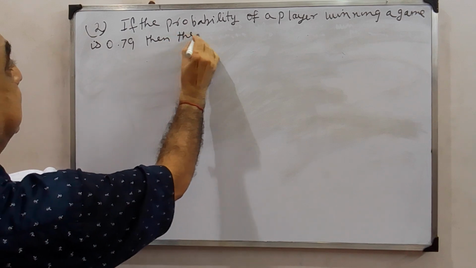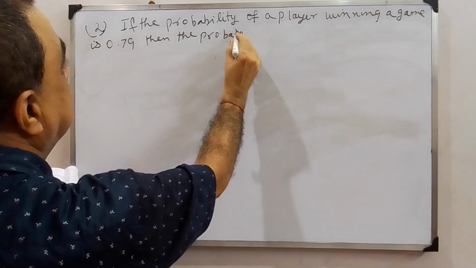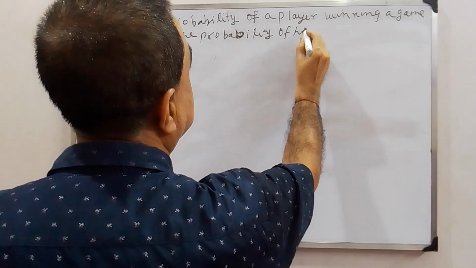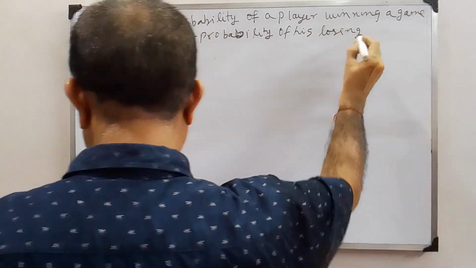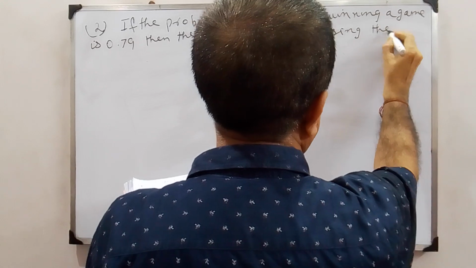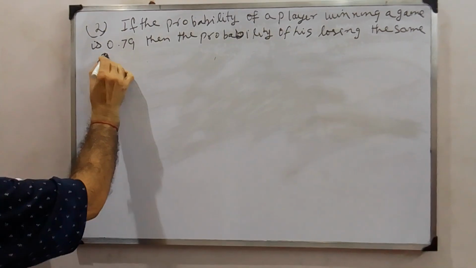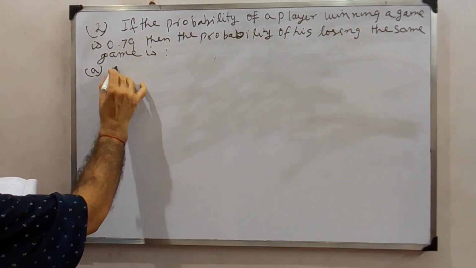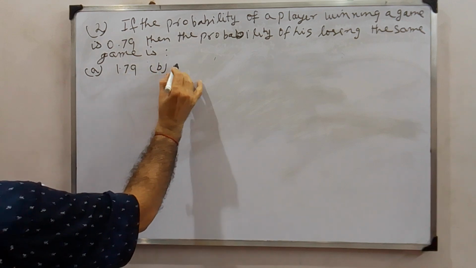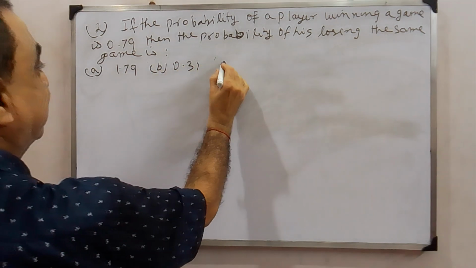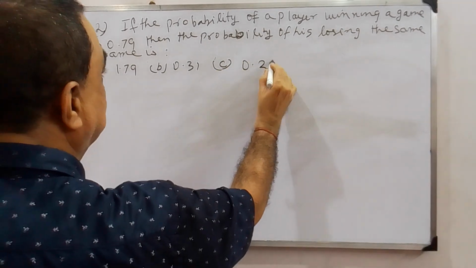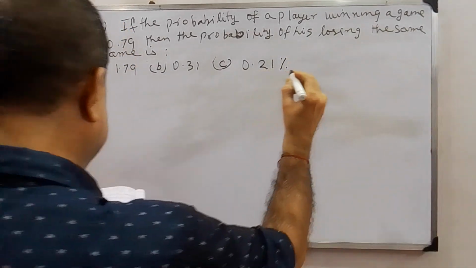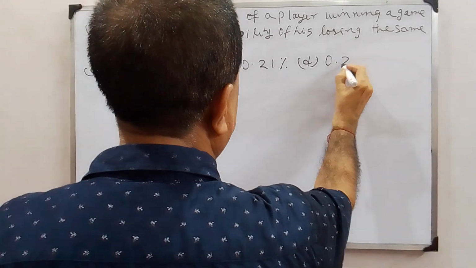The four choices given: A is 1.79, B is 0.31, C is 0.217, and D is 0.21.